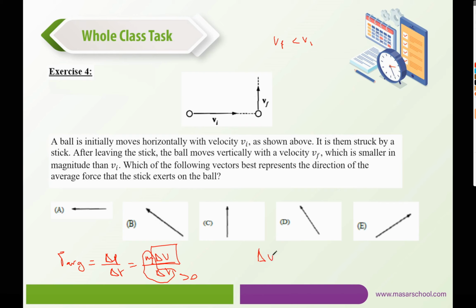Now delta V is given by V final minus V initial, and this can be written as Vf plus minus Vi. Vf is up. Now Vi is to the right, then minus Vi would be to the left. If we add these two vectors, it would be something like this. So it's either B or D, but it's more likely to be B because Vi is greater than Vf.